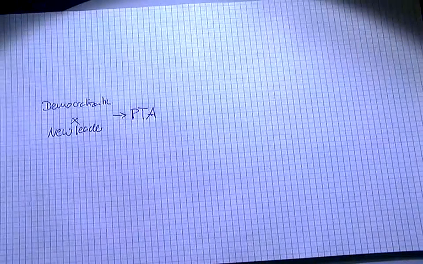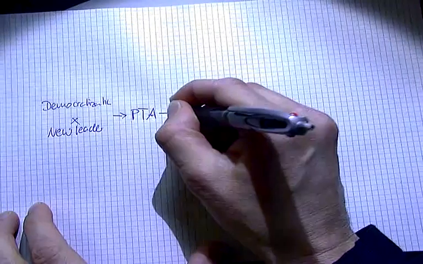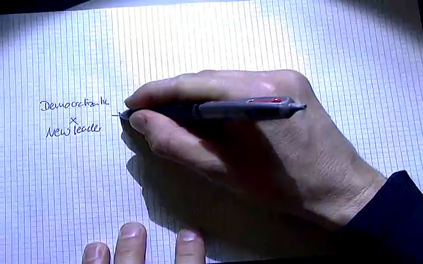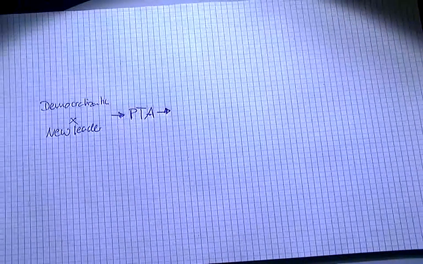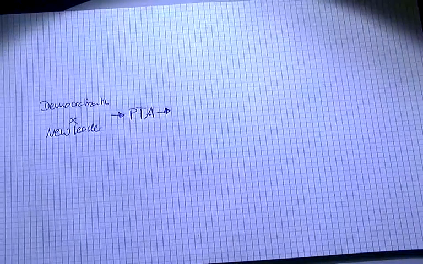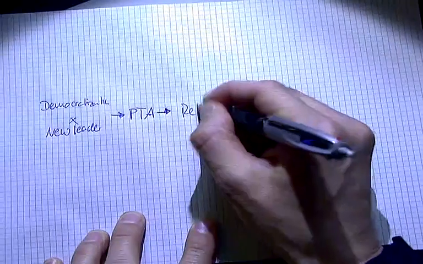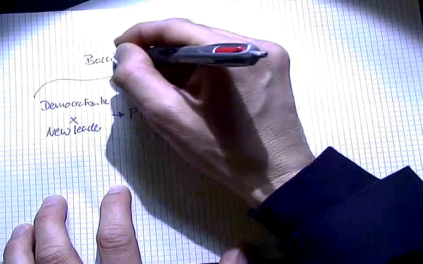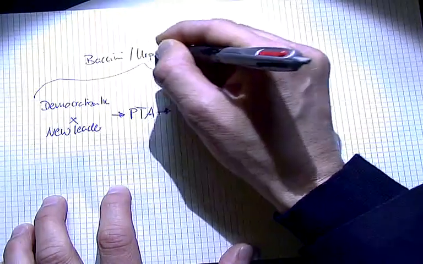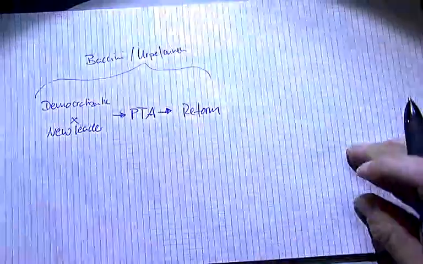There was a second dependent variable in Pacini-Opelainen. What does the PTA do? So new leader leads to PTA, and the PTA leads to what? Yes? It leads to reform, exactly. So it's easier to do reform if we have a PTA. So this is Pacini-Opelainen. Right?